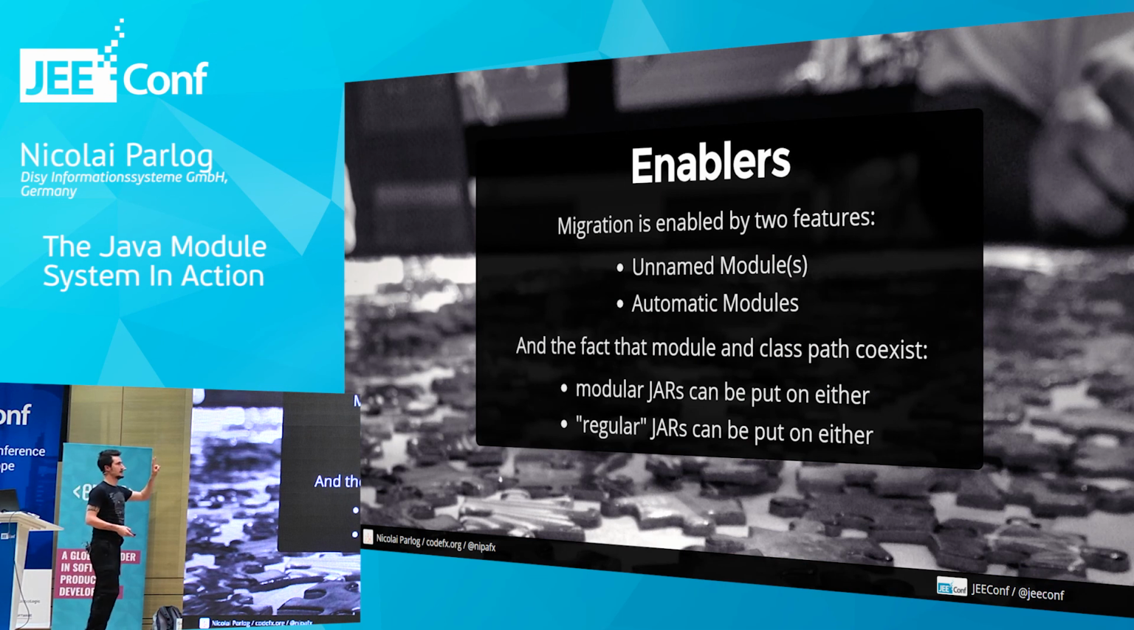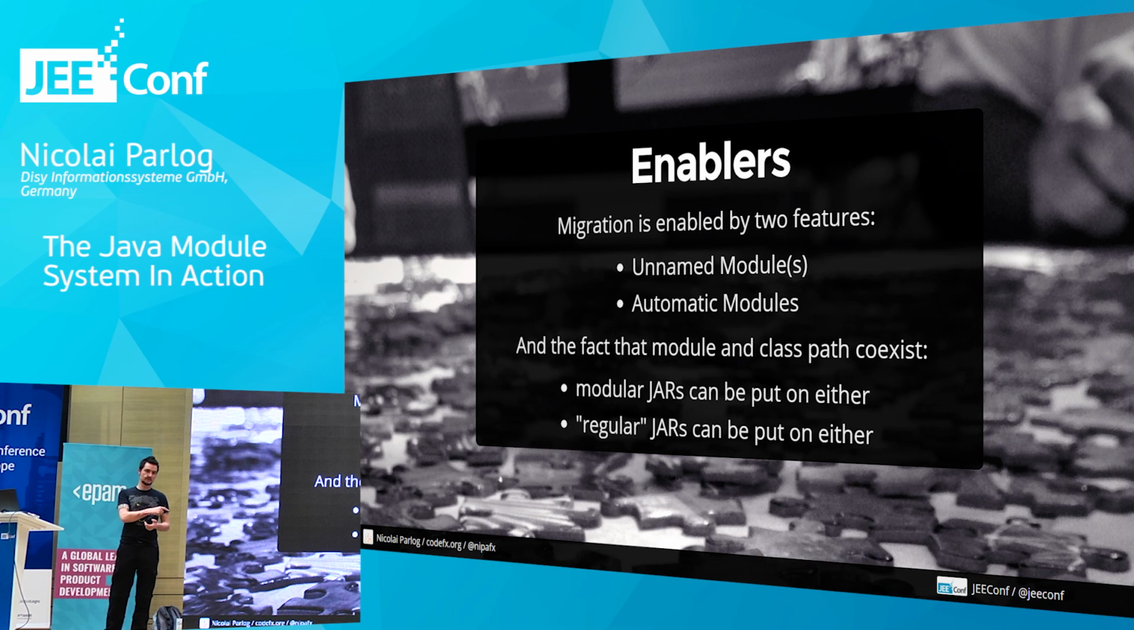So there are 2 things that enable this. There are unnamed modules, or the unnamed module. Let's say there's 1. That's almost true. There's 1 unnamed module, and there can be automatic modules. I'll tell you in a minute what these are. But they are the mechanism that enable this migration.